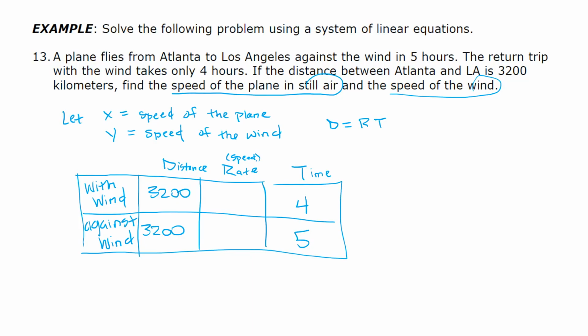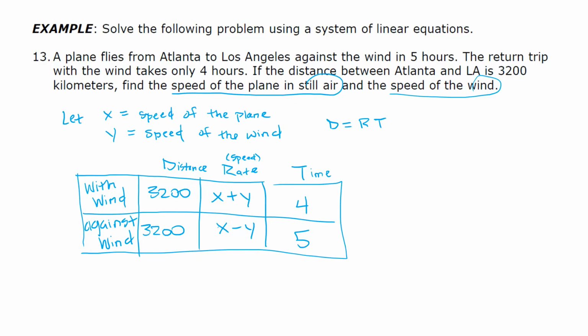Now, if you're going with the wind, thinking about this, if I'm in a plane, or even if you're running with the wind, you may tend to go faster. So the speed of the plane plus the speed of the wind is going to increase. If I'm going against the wind, I'm going to have some resistance, so I'm not going to be able to go as fast. So that's going to be x minus y, because the speed of the plane will be going faster than the speed of the wind.